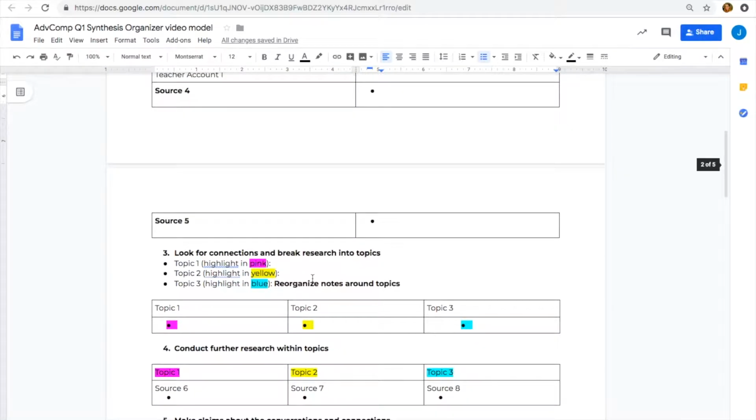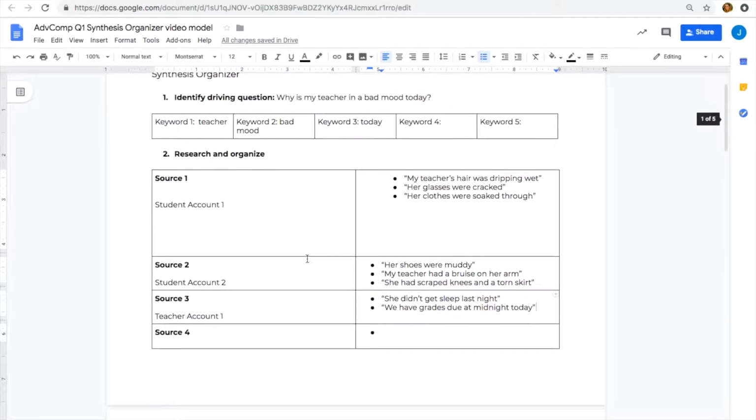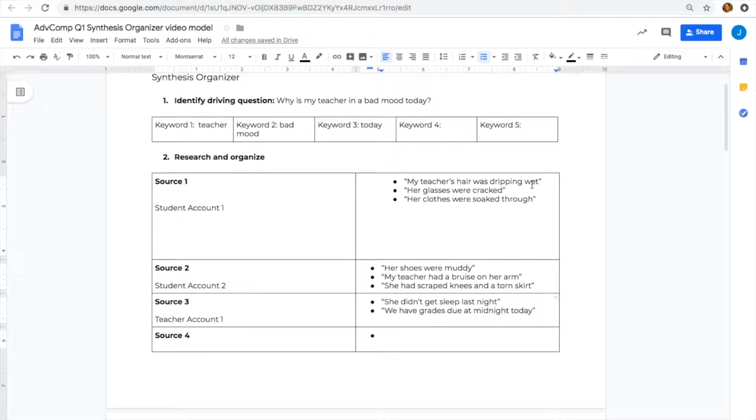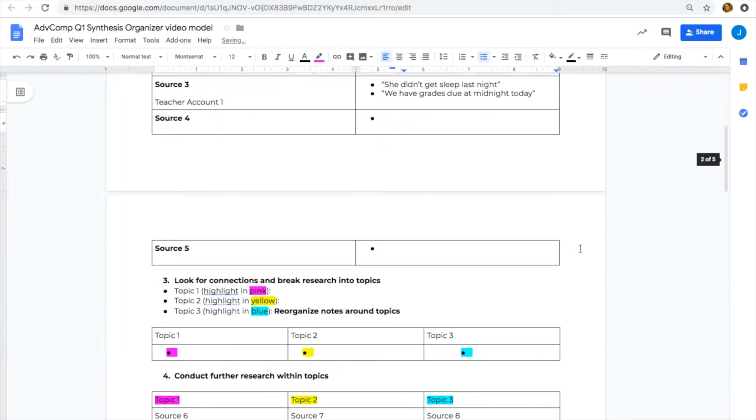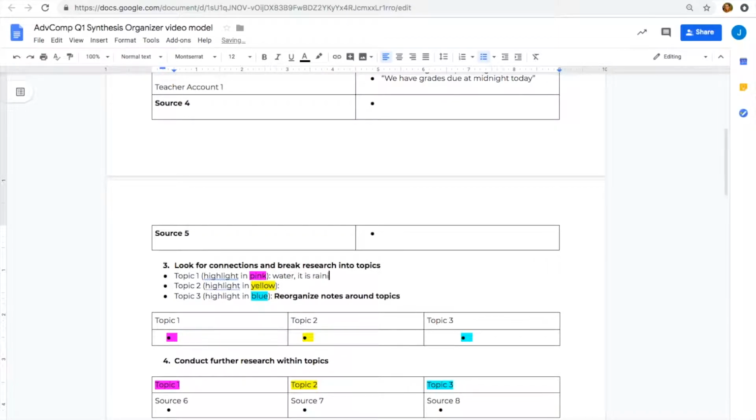Next up, we are actually starting the process of synthesizing. So we are looking for connections between topics. So the first connection I'm seeing is water. I am seeing that we have dripping wet hair, soaked through clothes, muddy shoes. So the connection I see is that they're all wet, right? So I'm going to label that as my pink connection. And I'm going to put that down under number 3. It doesn't have to be a complete sentence yet.